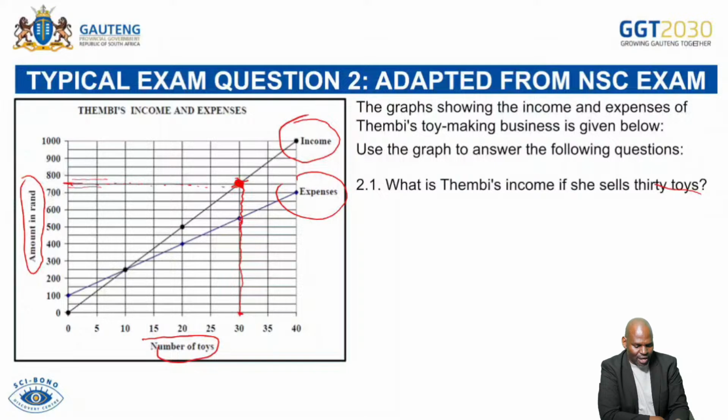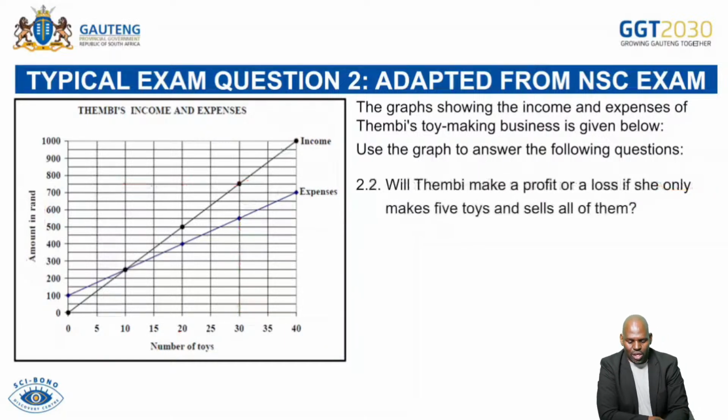So from 700, I go to 750. And then from 750, I go to 800. So in this case, it's going to be exactly 750. So the income is 30, then that will be 750.